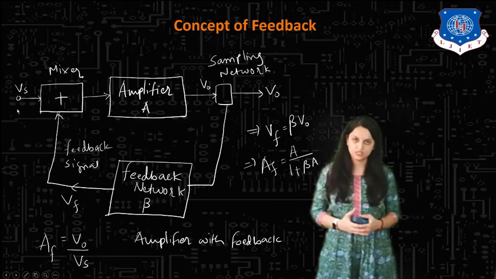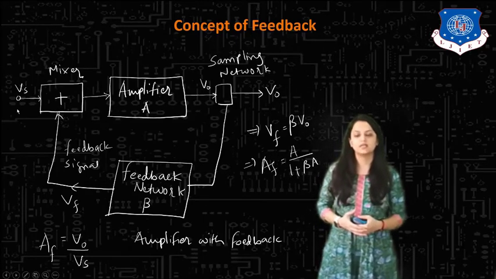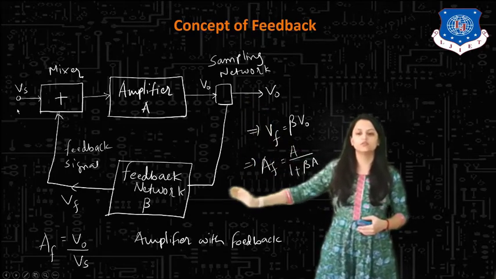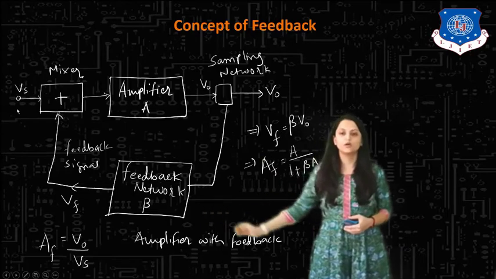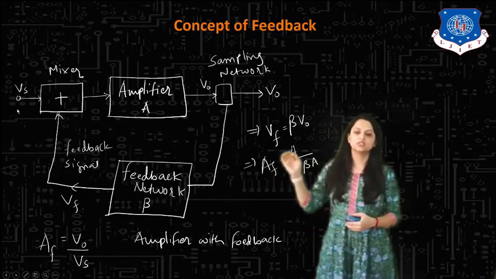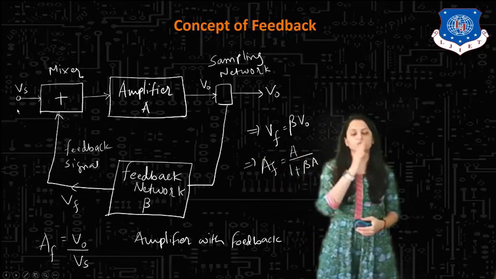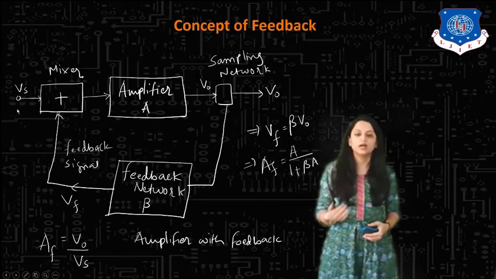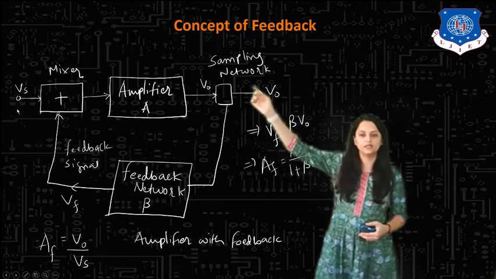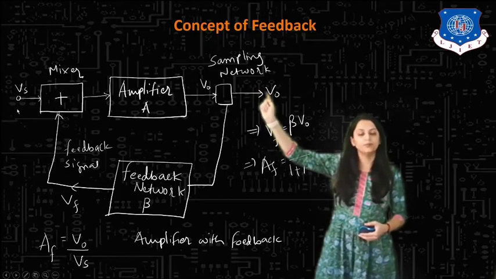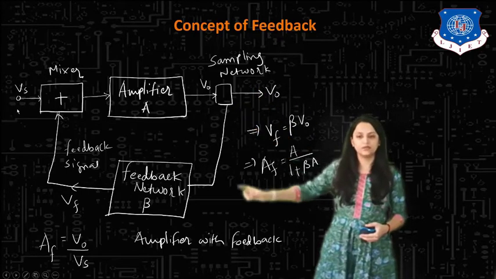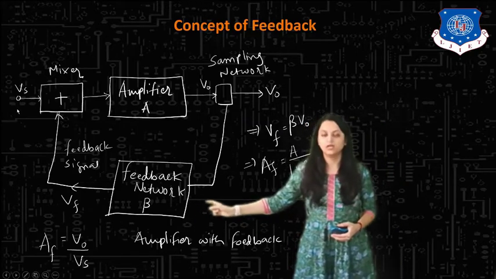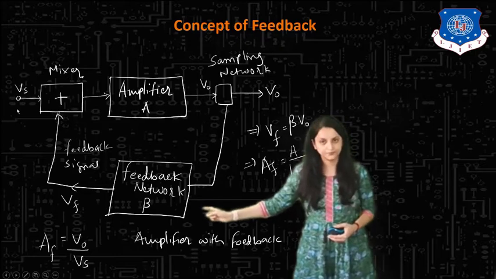First one is the mixer block, second one is the amplifier, third one is the sampling network, and the fourth one is the feedback network. Source voltage is given to the mixer stage, then to the amplifier stage, then to the sampling network, and from there the output is obtained like this. Here a part of the output from the sampling network is given back to the input through the feedback network, having the feedback factor beta.